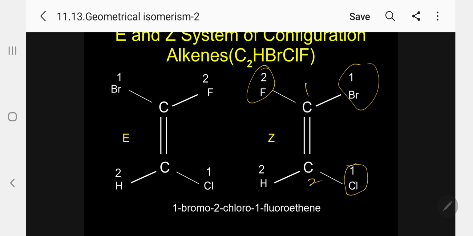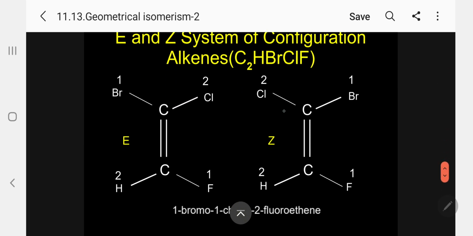Chlorine has atomic number 1, this is 2. Just the 1 in the same direction, 2 in the same direction. So Z, I can say for the right hand side configuration, I will write Z-1-bromo-2-chloro-1-fluoroethane. So totally 4 isomers are there. They are 1, 2, now 2, 4 isomers now.